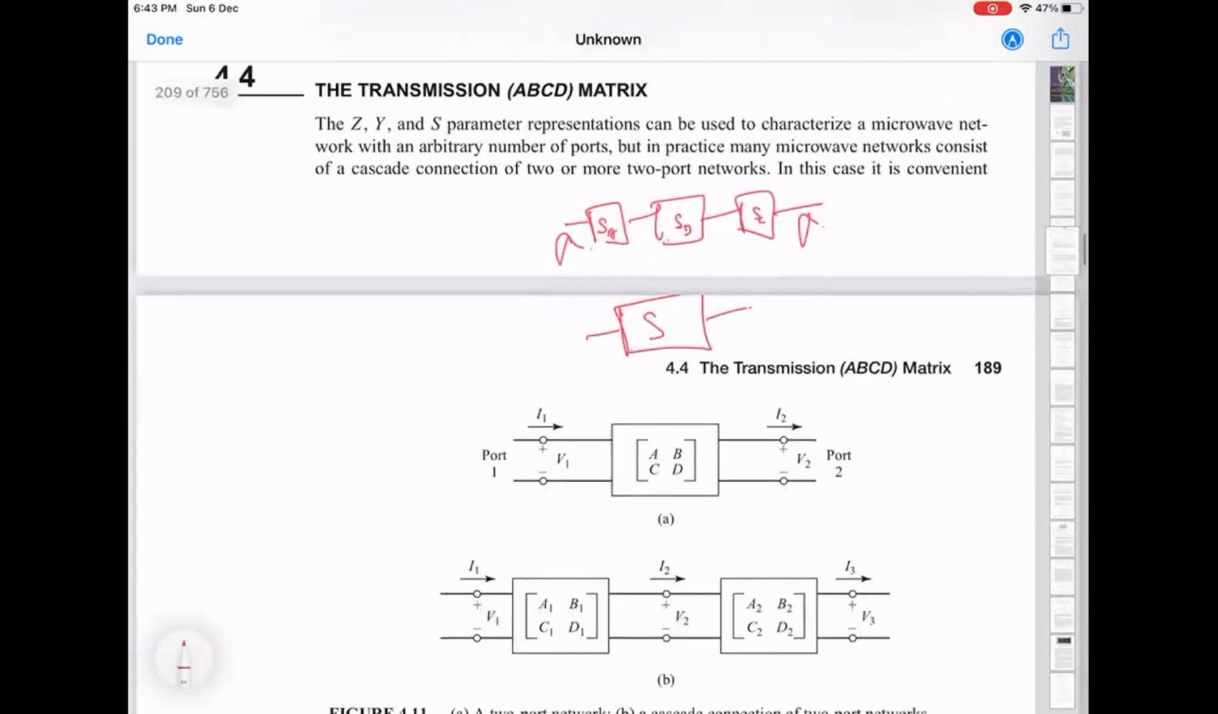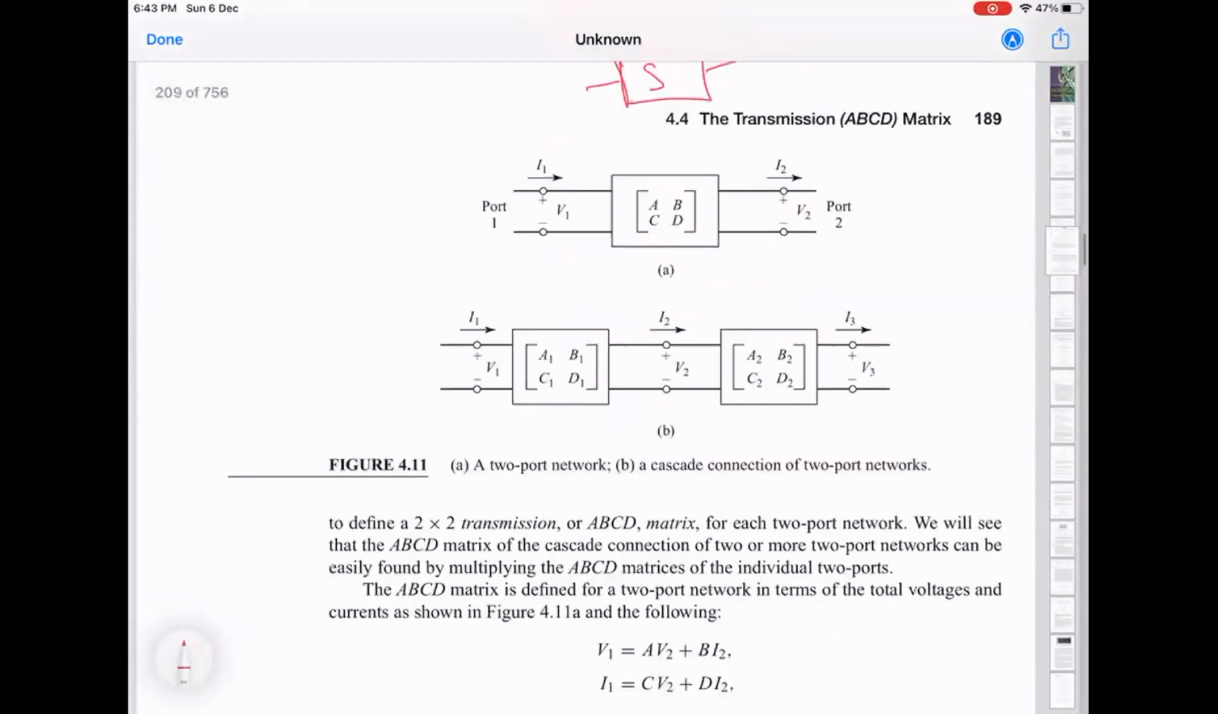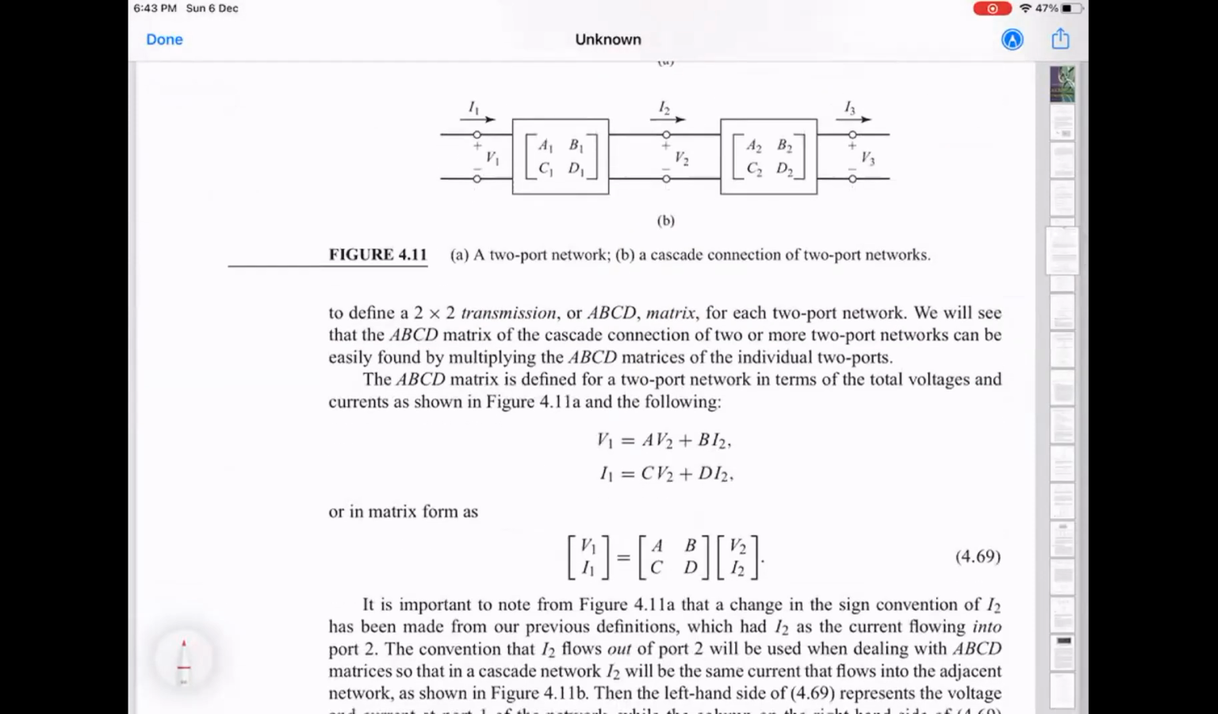Whereas if you use the ABCD matrix, which now relates voltage and current on one side to the voltage and current on the other side, then it is possible to do that. So earlier you had the impedance matrix, which had voltage on one side and current on the other side. Then you had the S matrix, which had incoming voltages on one side and outgoing voltages on the other side. And now you have this mixed version, which has voltage and current on one side to voltage and current on the other side. And this one, you can multiply them.